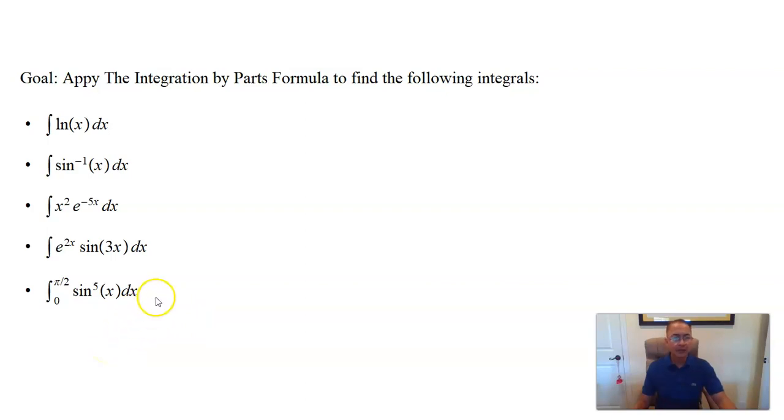Of course, these two are products. The integration by parts formula is loosely based on the product rule for derivatives. So far we do not have a product rule for integrals, and in fact we don't. The integration by parts formula is the closest thing that we will get to a product rule for integrals. So let's learn about it and let's see how to apply it.